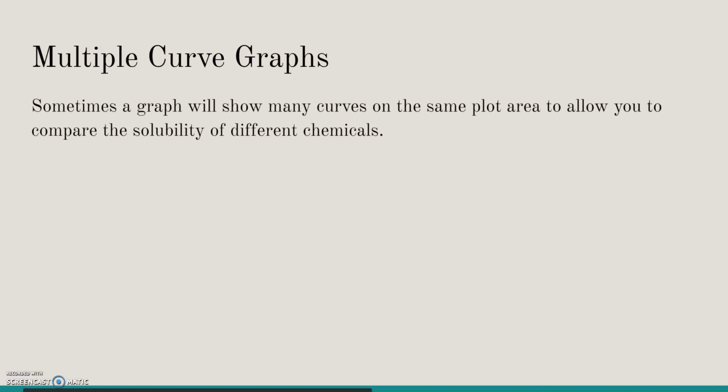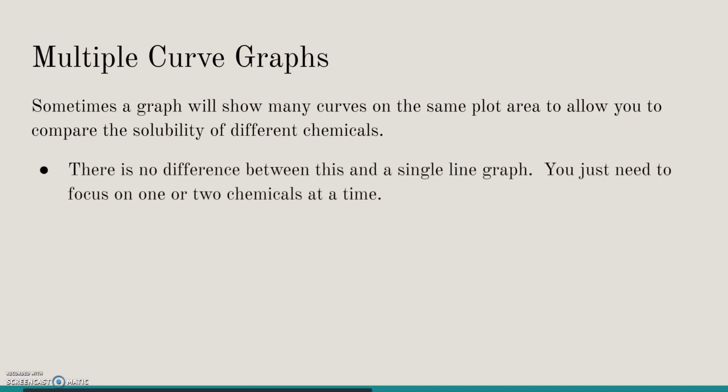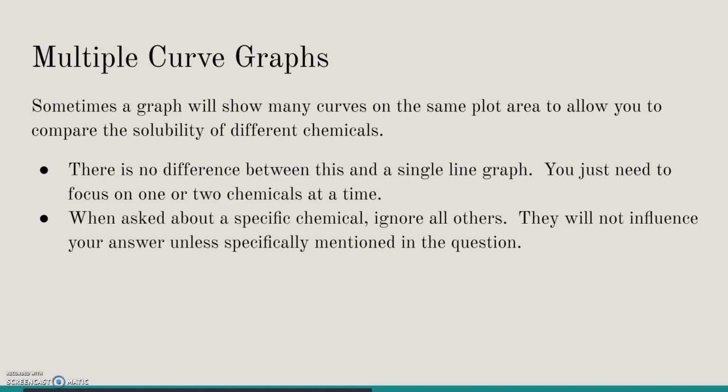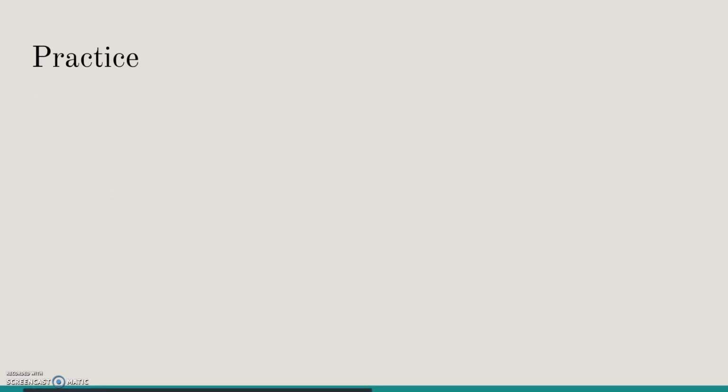Multiple curve graphs. This is the most common type of solubility graph that you will see. Sometimes a graph will show many curves on the same plot area to allow you to compare the solubility of different chemicals. There is no difference between this and a single line graph. You just need to focus on one or two chemicals at a time. When asked about a specific chemical, ignore all the others. They will not influence your answer unless specifically mentioned in the question.